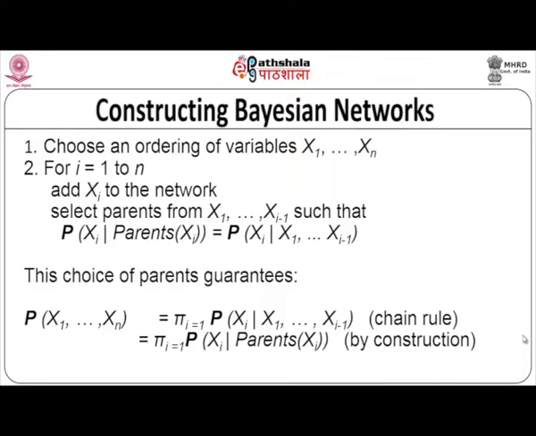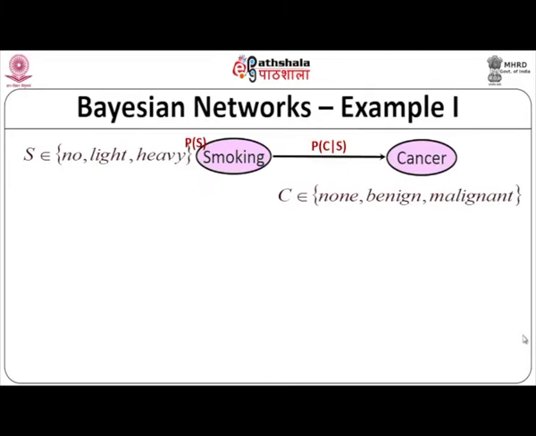So, this is the construction of the Bayesian network: what the variables are, how the ordering is decided, how you decide on the parents, and how the choice of the parents guarantees that you get this joint probability distribution. So, let us take a simple example again. We are going to look at these examples again and again to understand the concept.